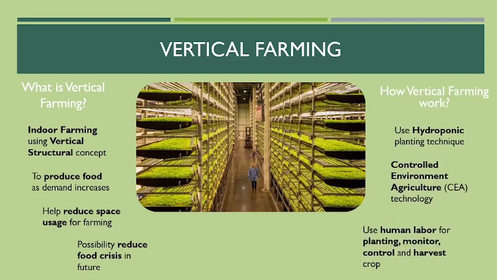So how it works: using the hydroponic planting technique, CEA, controlled environment agriculture, it uses temperature sensors, LED and humidity sensors. It still uses human labor for planting, monitoring, controlling and harvesting the crop.